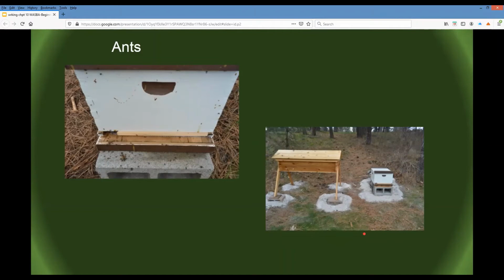Sometimes you have to just end up using an ant termite bait, such as fipronil, buried inside of the ant nest to get rid of them.